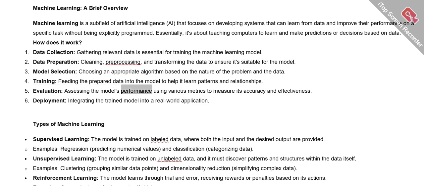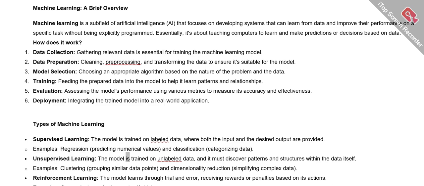Evaluation: assessing the model's performance using various metrics to measure its accuracy and effectiveness. Deployment: integrating the trained model into a real-world application. Types of machine learning. Supervised learning: the model is trained on labeled data, where both the input and the desired output are provided. Examples: regression, predicting numerical values, and classification, categorizing data.